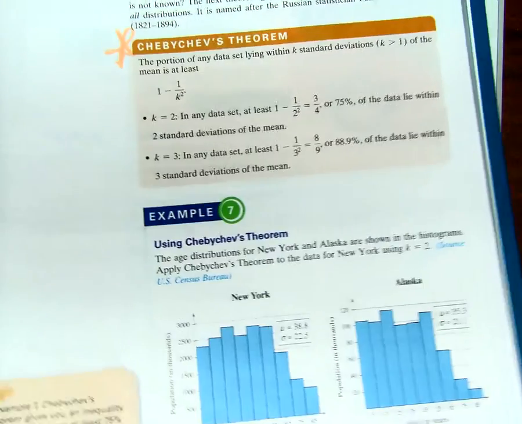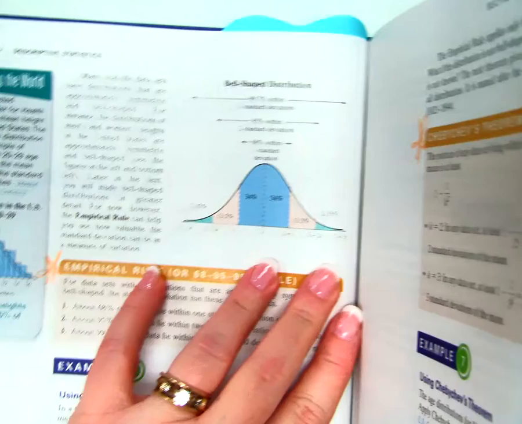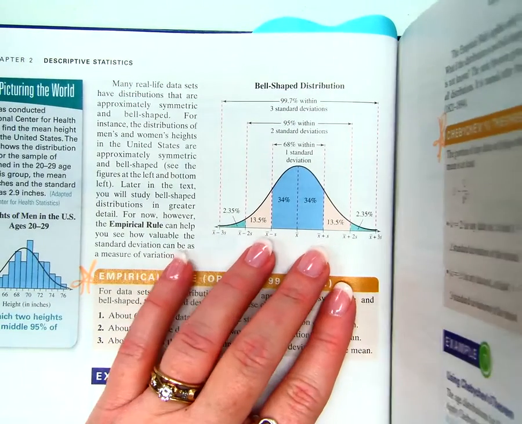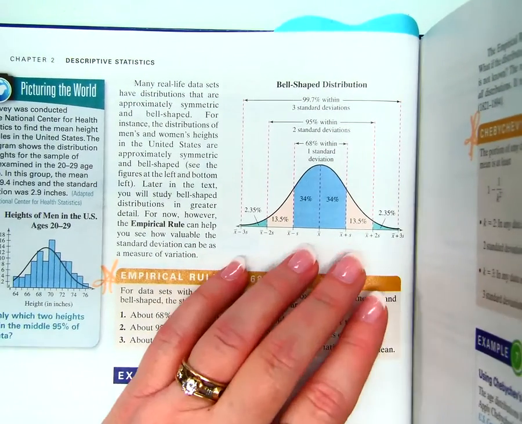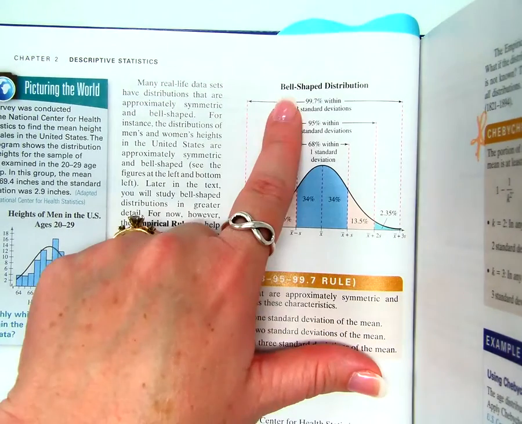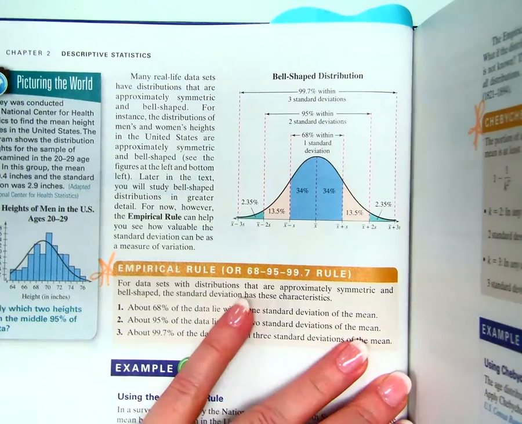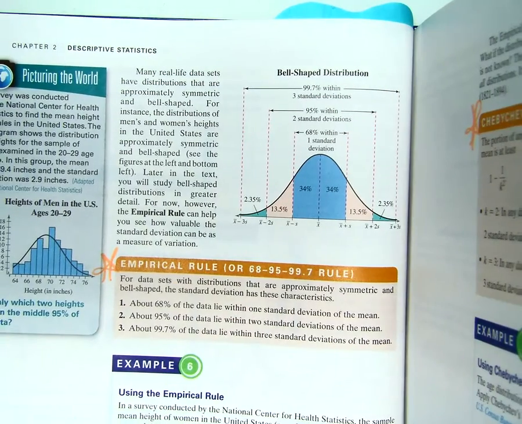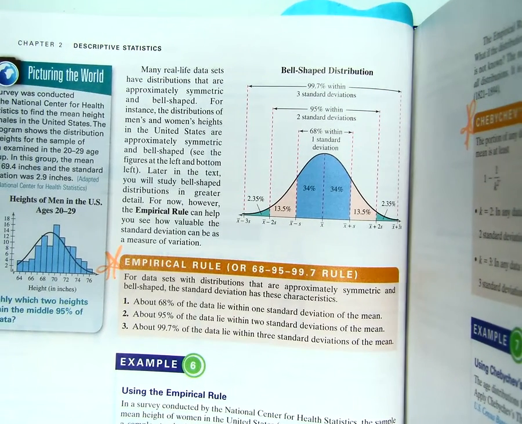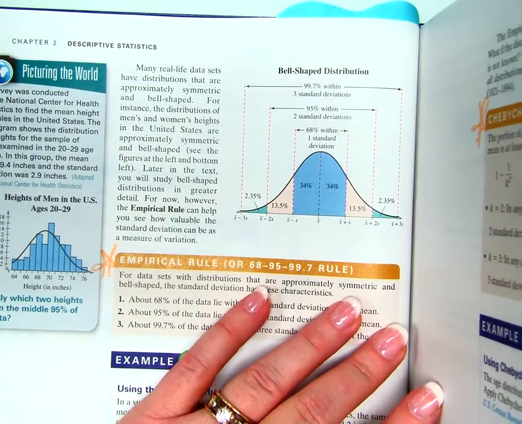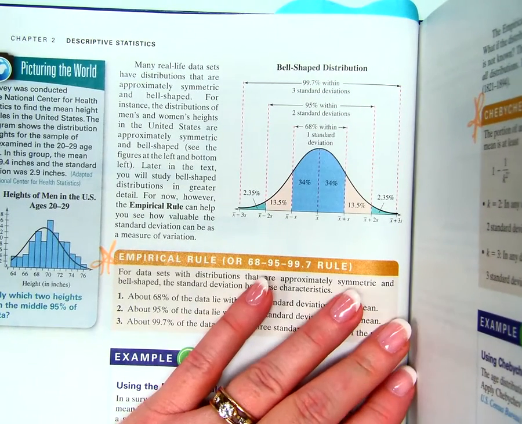This is important. You may want to copy this down. You may want to put this in notes yourself. You may want to make a copy of this. But this is a standard bell-shaped distribution. Many real-life data sets have distributions that are approximately symmetric and bell-shaped. For instance, the distributions of men and women's heights in the United States are approximately symmetric and bell-shaped.